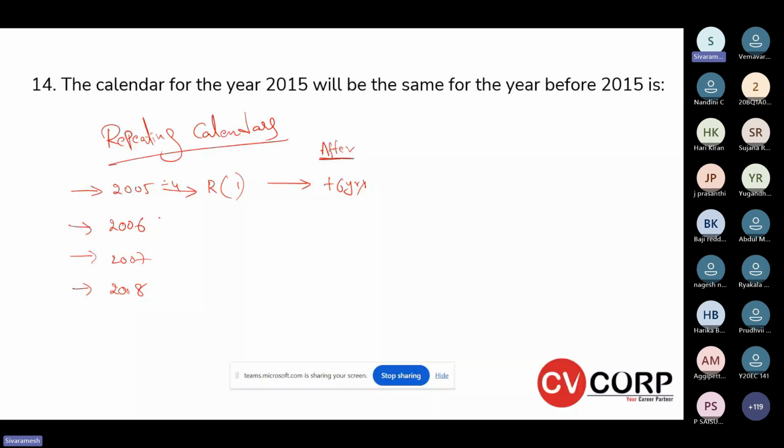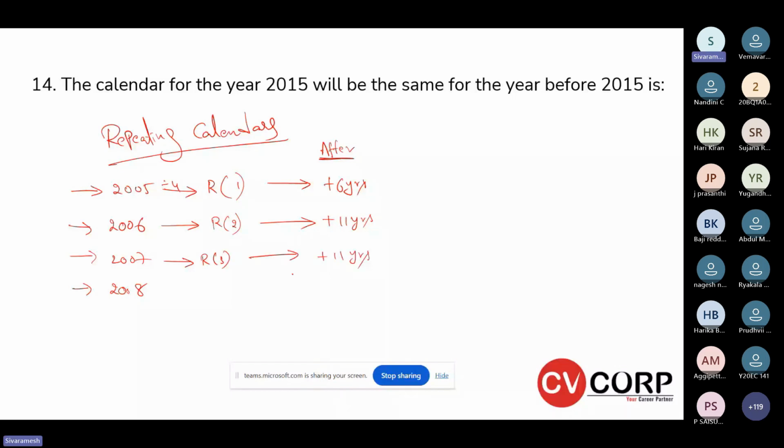If you get remainder 2, the same calendar will be repeated after 11 years. When you get remainder 3, obviously 2007 divided by 4 gives remainder 3, the same calendar will be repeated after 11 years again.